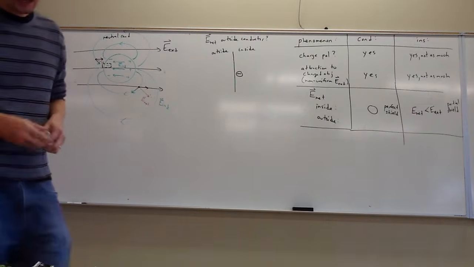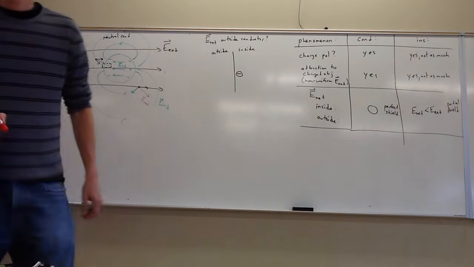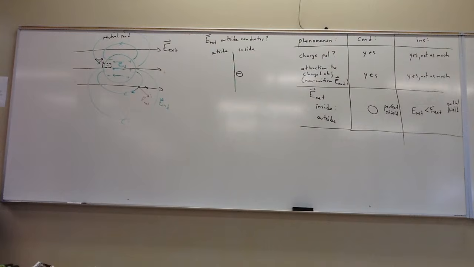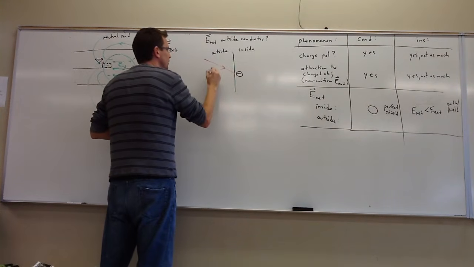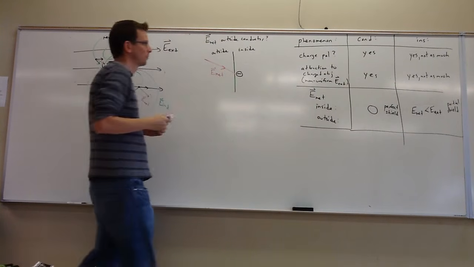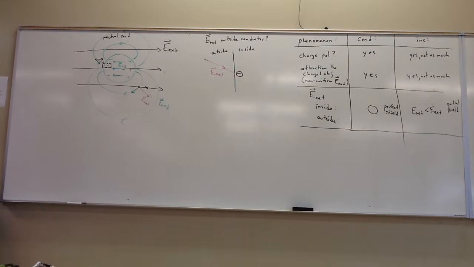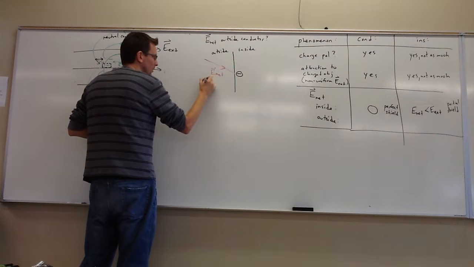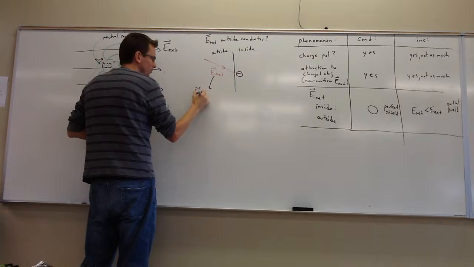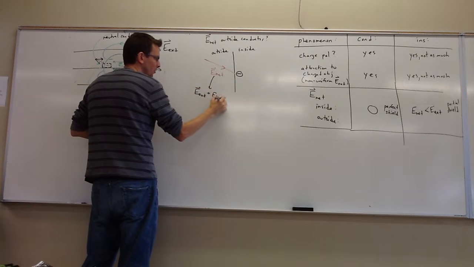Let me tell you what it can't be. This is one of, I forget there's a name for this kind of proof. I'm going to assume something, I'm going to show you why that's ridiculous, and therefore it must not be like that. It must be like this instead. So I'm going to suppose E net comes in like this. I'm going to show you that can't be. What is this E net? Well, E net is E external plus E induced.